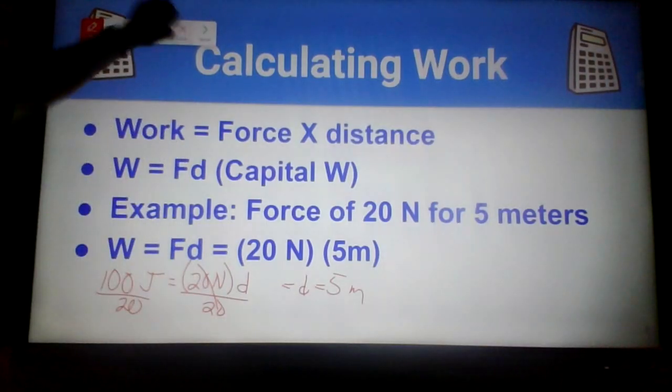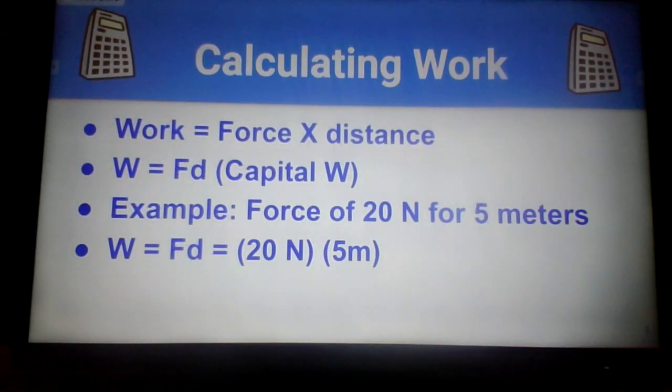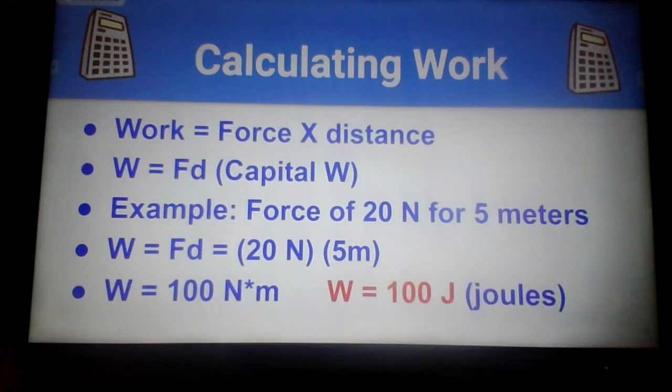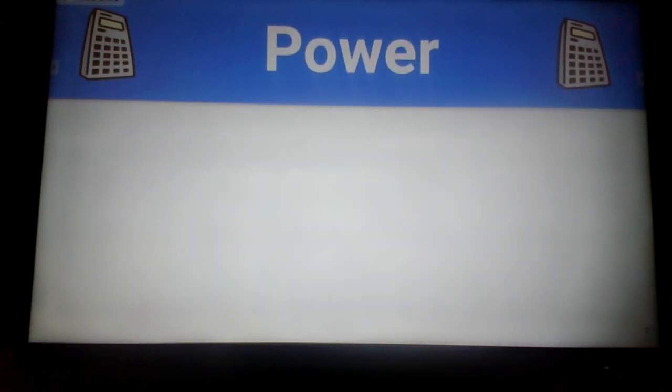Okay? So if we know any two of the three quantities, we can figure out the third. If we're looking for work, we're going to multiply. If we're looking for either force or distance, we will divide. Inverse operations. Ready? Now, what is power?